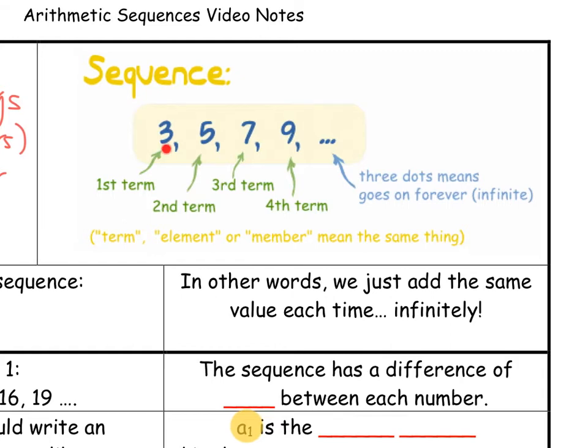So here we have numbers. This is a number sequence, and they are in order. So 3, 5, 7, and 9. And they're increasing by 2 each time. 3 plus 2 is 5, 5 plus 2 is 7, 7 plus 2 is 9. This is our start. So when we did now-next, we called that our start. When we're referring to a sequence, we're going to refer to that as the first term. For our first term, we usually use the letter A1. So our second term is the next term of the sequence. This is our third term, our fourth term. And the words term, element, and member mean the same thing. And the 3 dots just means that it goes on forever. It's infinite.